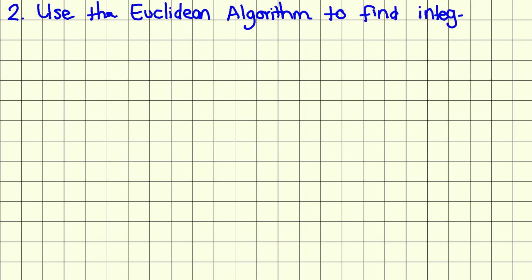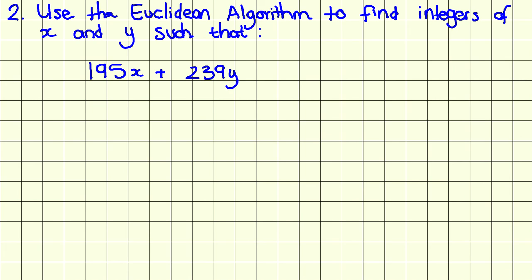So number 2, use the Euclidean algorithm to find integers x and y such that 195x plus 239y equals 1.